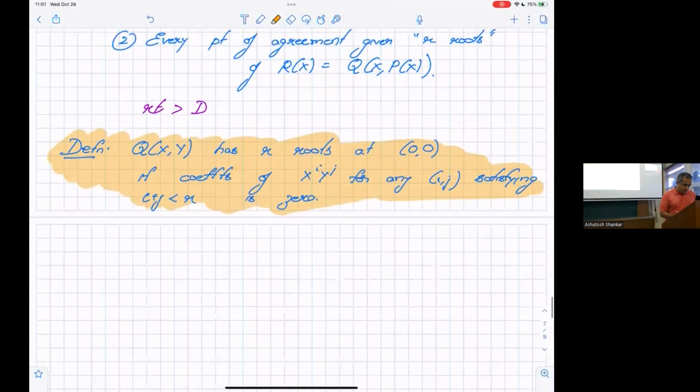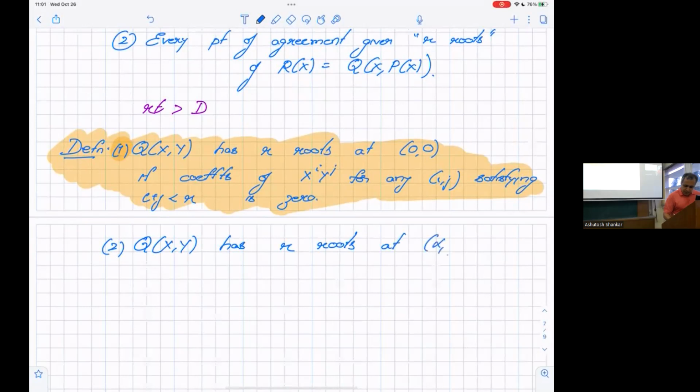This is just for this, at the point 1. So Q(x, y) has r roots at (alpha, beta) if Q_{alpha, beta}(x, y), which is being defined to be this polynomial, Q(x + alpha, y + beta), has r roots at zero.